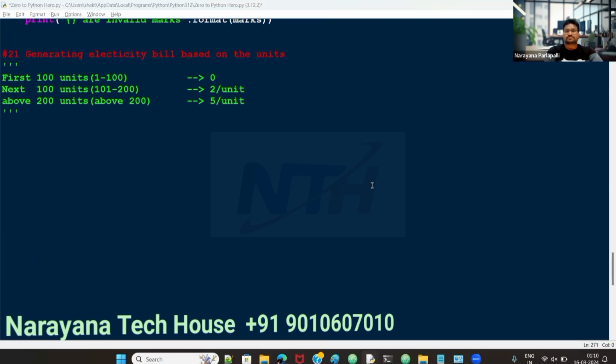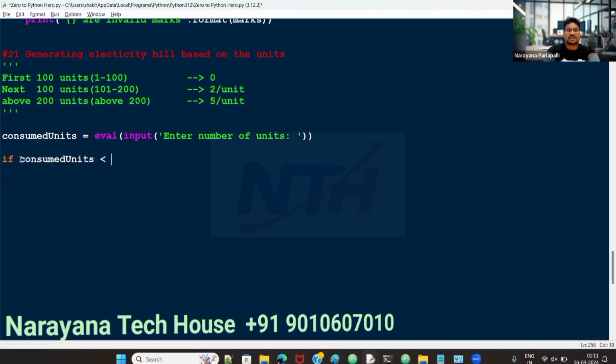create a program. First we should take data from the user, that means the number of units. Enter the number of units into a variable. I'm renaming it and using it as consumed units. If consumed units is less than or equal to 100, how much amount do you have to pay? 0 amount only. Suppose this month I consumed only 50 units, then 0.